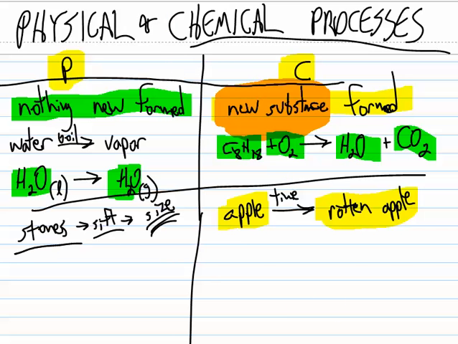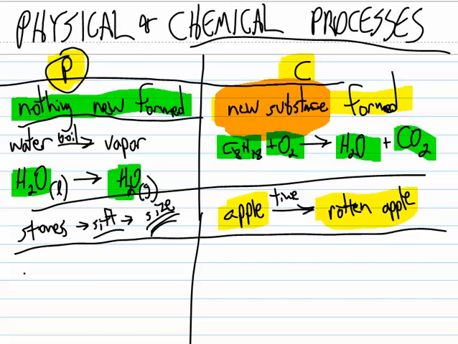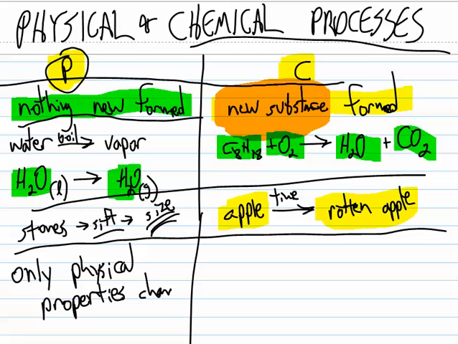So if you want to boil it all down, what are you looking for? In a physical process or a physical change, nothing new is formed, and only the physical properties change. And what are physical properties? Well, physical properties are things that you can observe without changing the substance, like what color is something, or how hard is something, or how massive is something. If it keeps the same physical properties, then it's a physical process or a physical change.